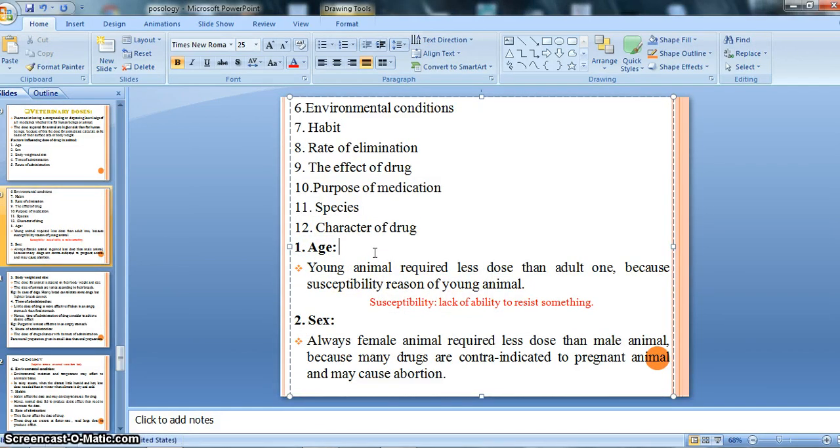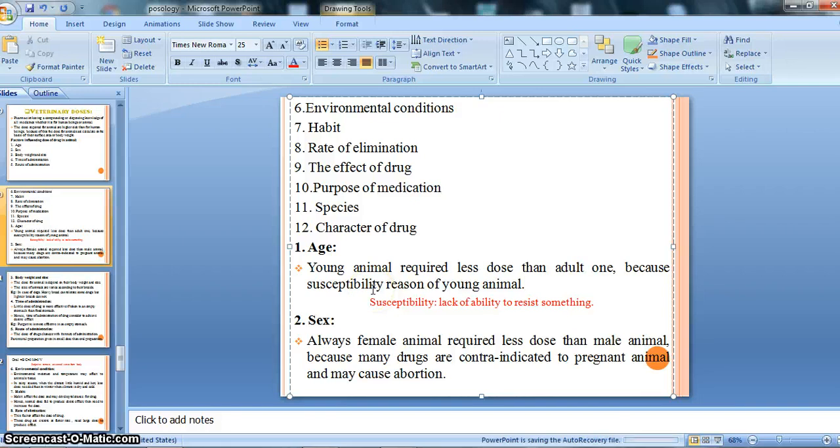How does the age affect the dose of drug? How does age affect the action of drug in animals? So young animals require a lesser dose than adults, because of the susceptibility of young animals. Young animals means newborn animals or small animals, small in age, not in size. Small in age or size, also body weight.